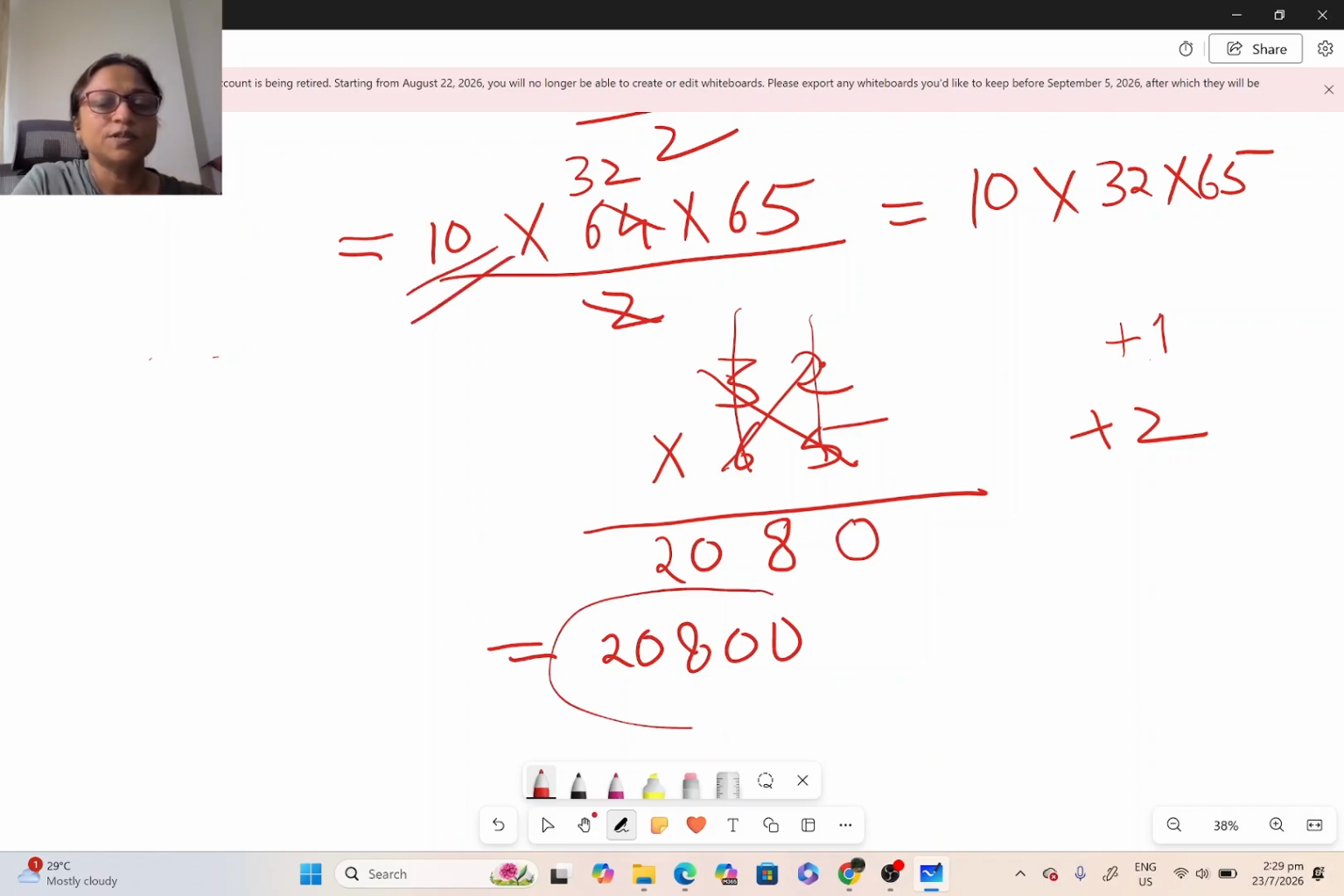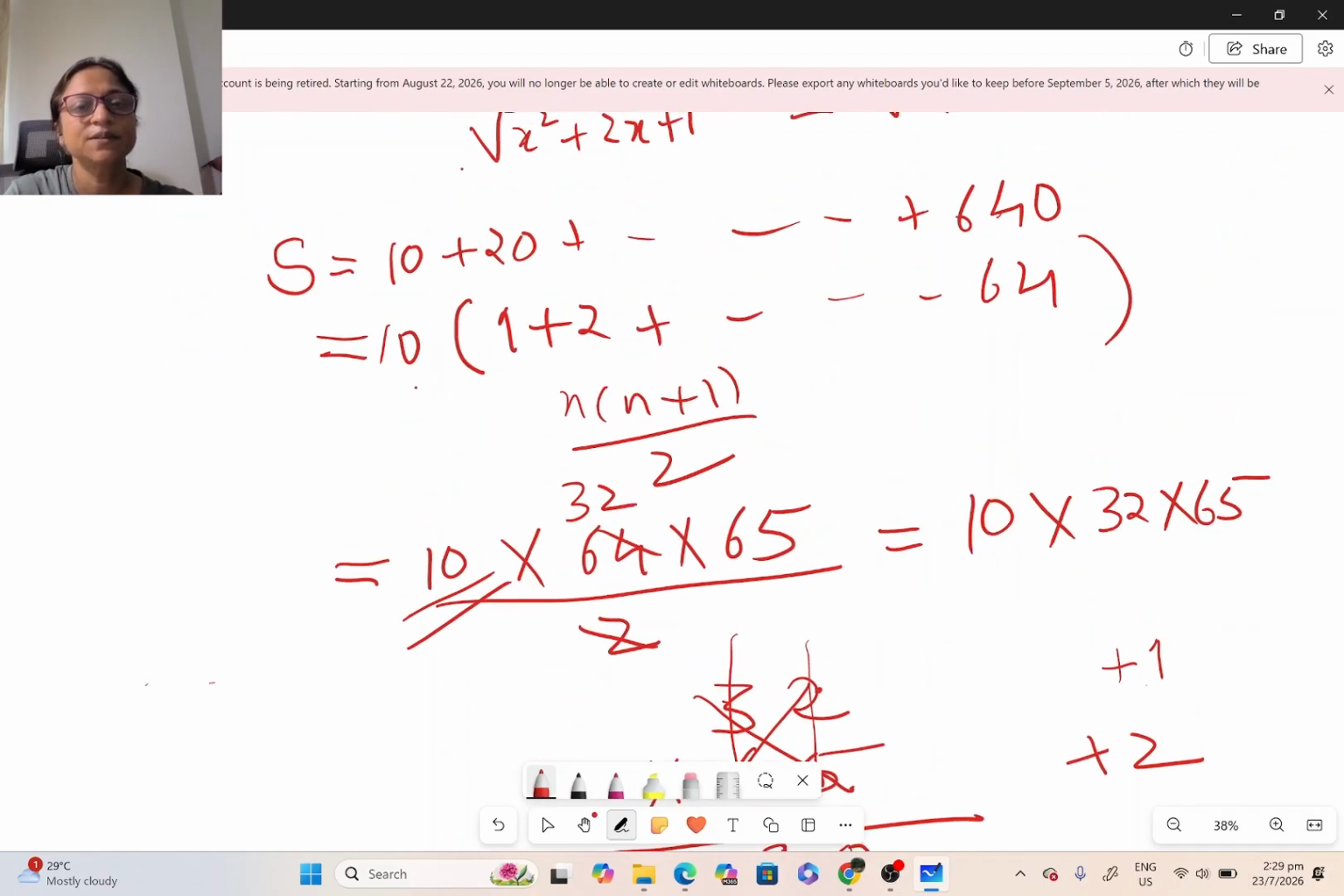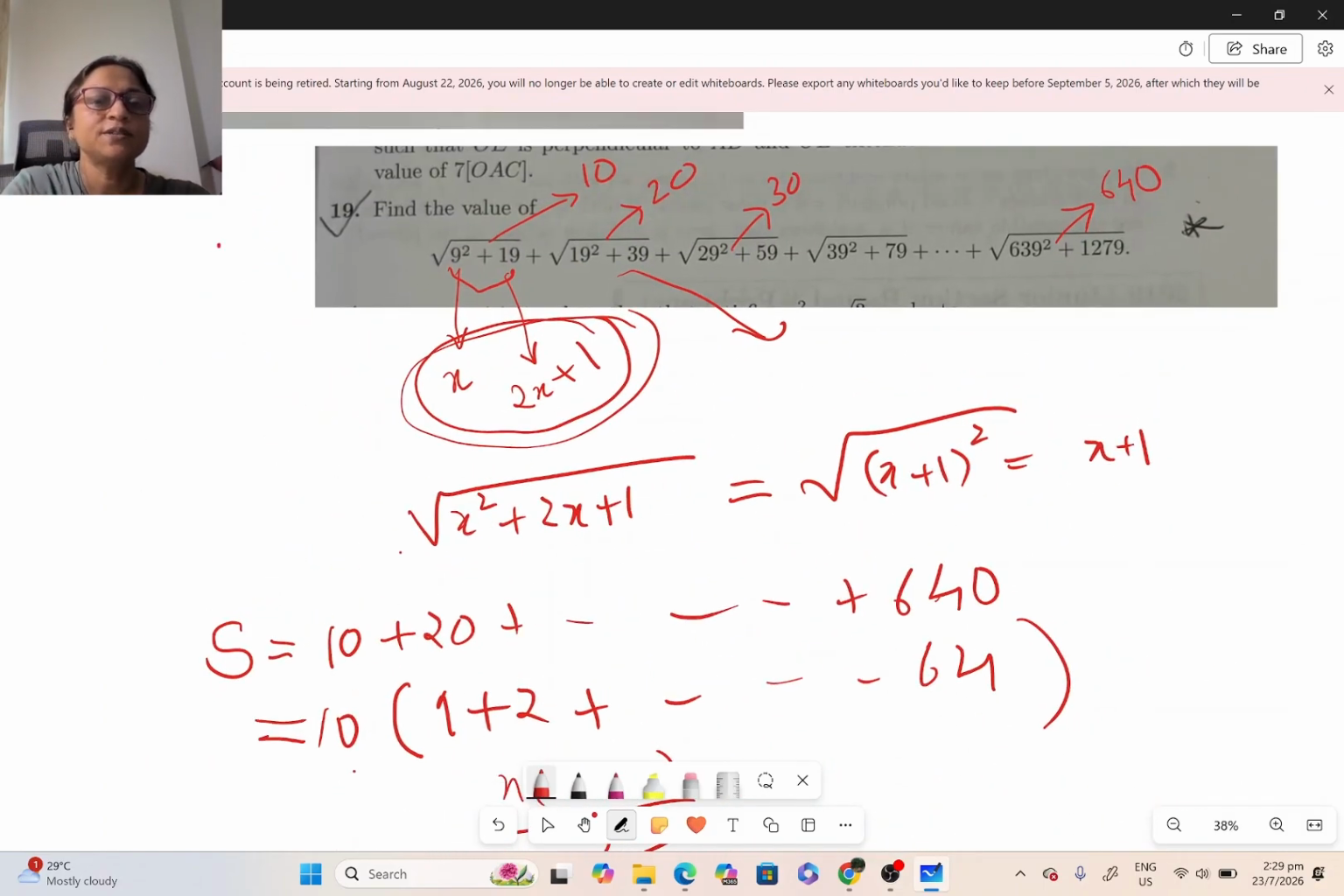So that's your summation, right? So if you simplify it, the problem really reduces to a very, very easy problem.